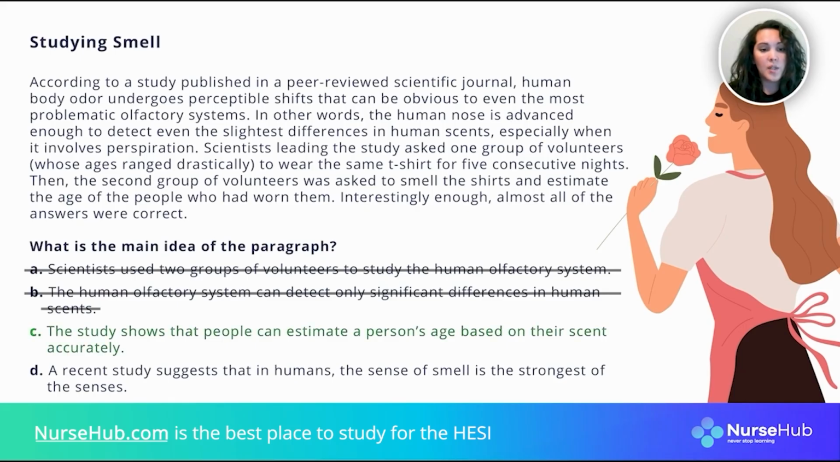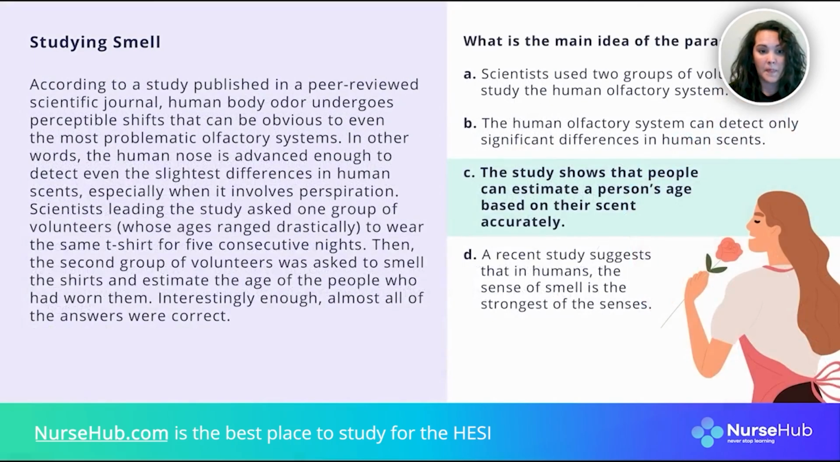C: The study shows that people can estimate a person's age based on their scent accurately. I think that this is probably the best main idea so far, so I'm going to keep it, but we have to read D to make sure. D: A recent study suggests that in humans, the sense of smell is the strongest of all senses. There's no other senses mentioned, so I'm going to go ahead and go with C. Okay, so C is in fact the best answer.